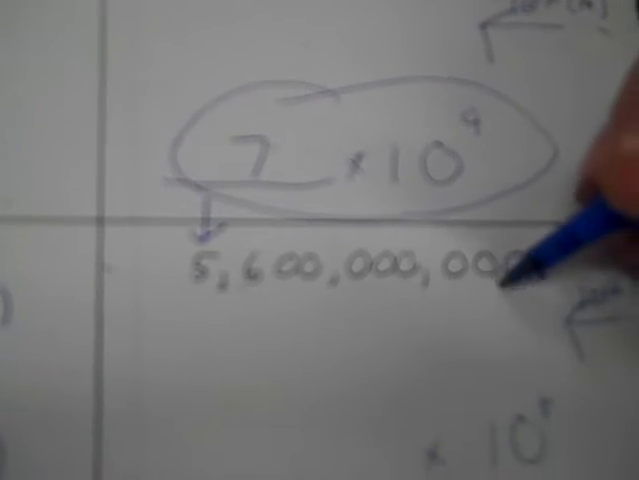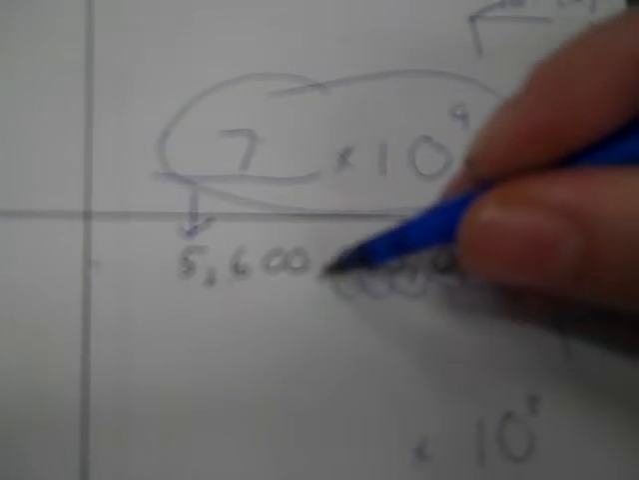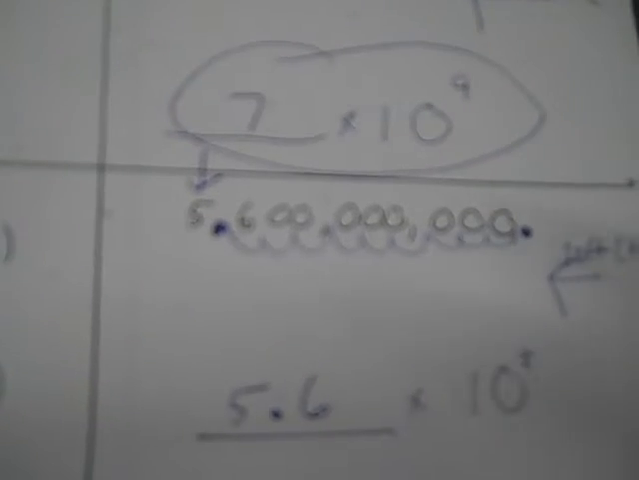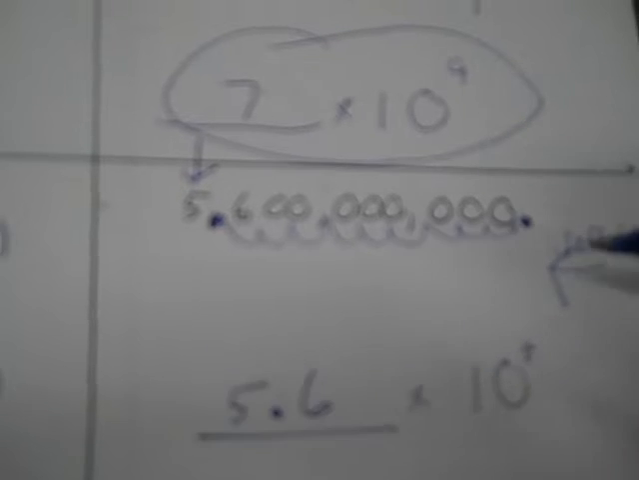So move it: 1, 2, 3, 4, 5, 6, 7, 8, 9. So we have point, we got a 5, we got a 6, don't need the extra zeros. And then the positive exponent, count the digits between the two decimals: 1, 2, 3, 4, 5, 6, 7, 8, 9. 10 to the power of positive 9.